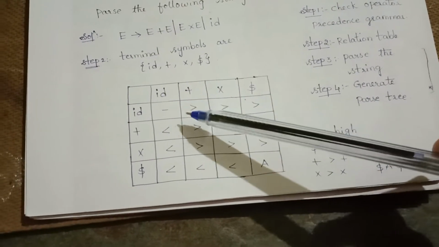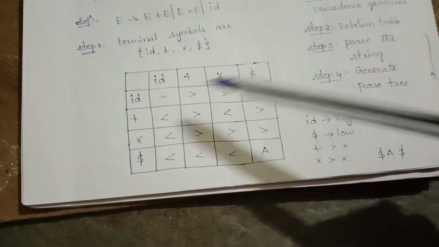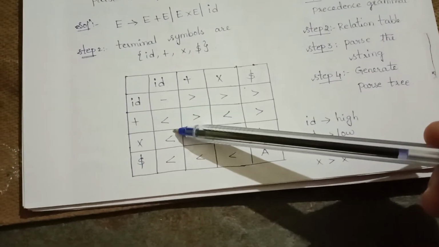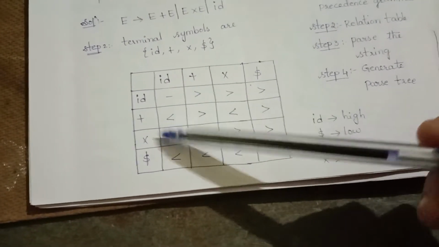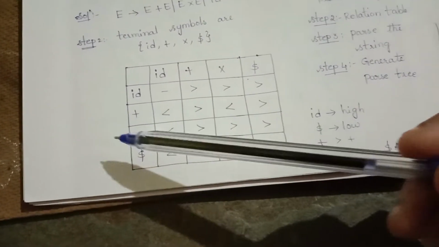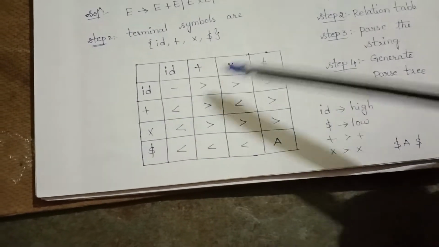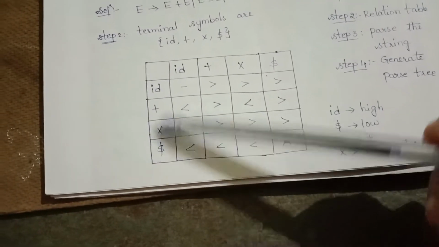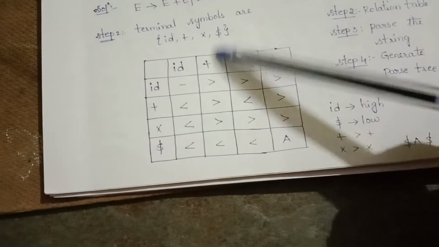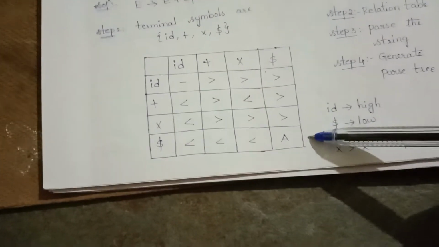ID on plus greater than, ID on star greater than, ID on dollar greater than, plus on ID less than, plus on plus greater than, plus on star less than, plus on dollar greater than, star on ID less than, star on plus greater than, star on star greater than, star on dollar greater than, dollar on ID less than, dollar on plus less than, dollar on star less than, dollar on dollar accepted.